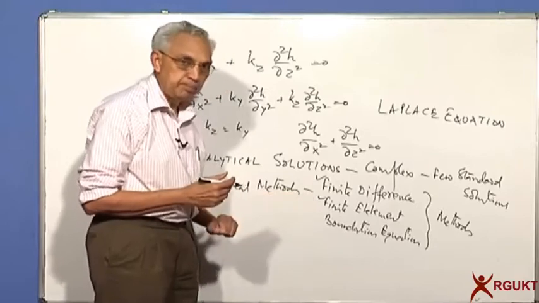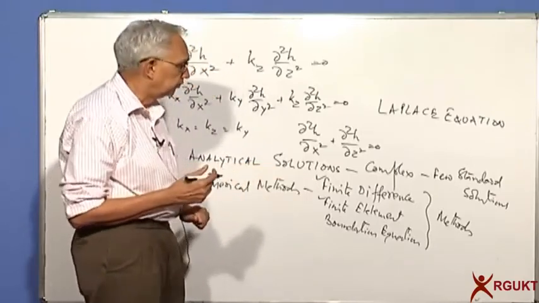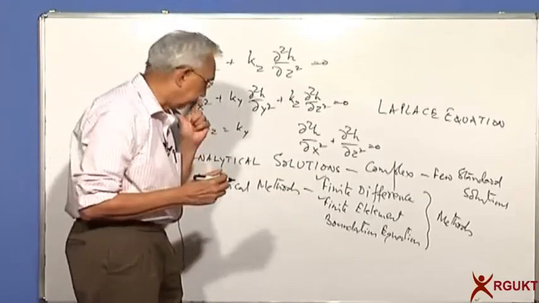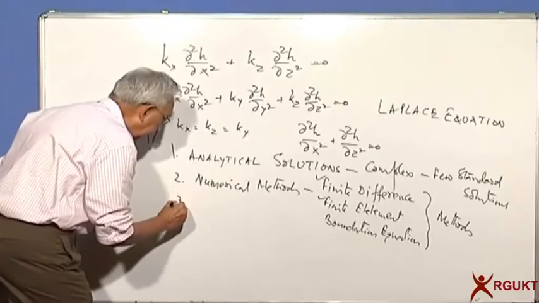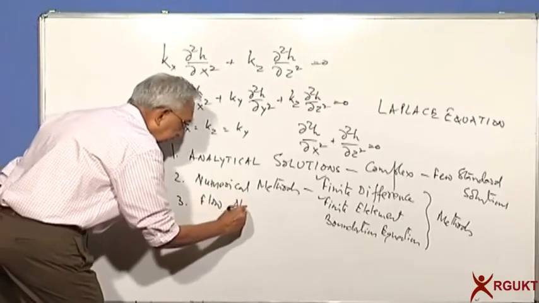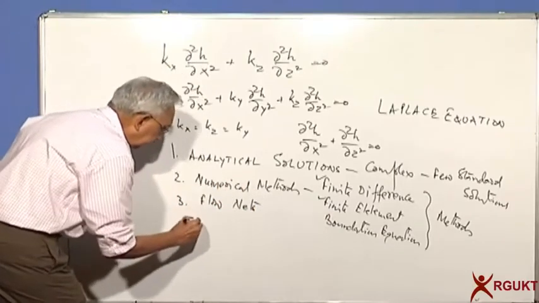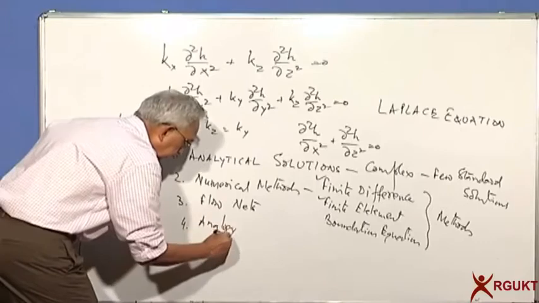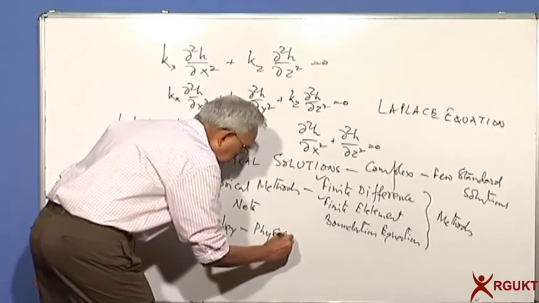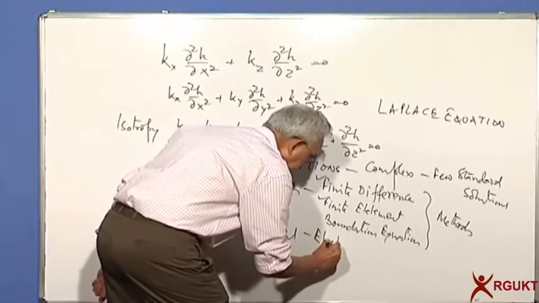And if time permits, tomorrow in the next lecture, I would like to introduce you to the finite difference method, which is very easy and you can use a lot of hand calculations. The third most common method is what you call flow nets, which we'll be discussing now. And the fourth one is the analogies. Analogy, we can say physical, and we particularly apply electrical analogy.